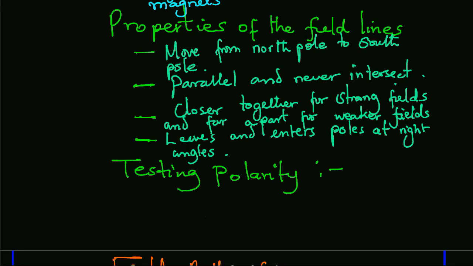Testing polarity. In order to determine the polarity, we use a magnet with known polarities. So in this case, we are determining the polarity of a magnet with unlabeled ends. We bring the material close to the ends of the North Pole, followed by the South Pole of the magnet, and observe what happens.